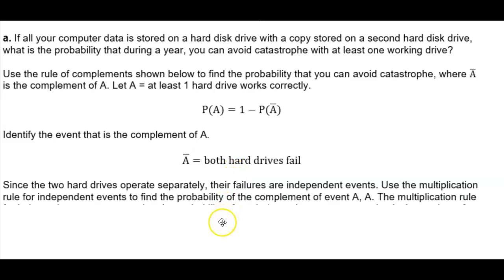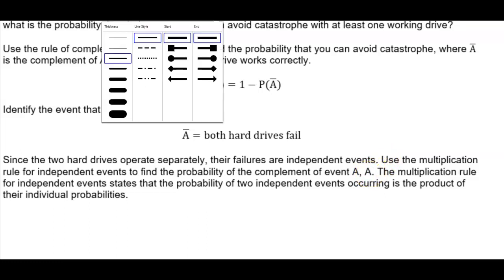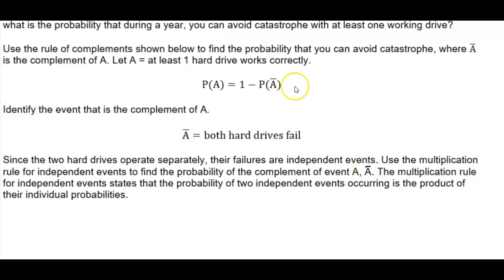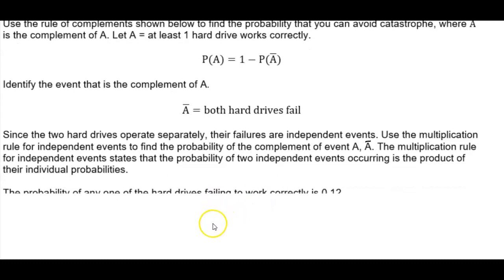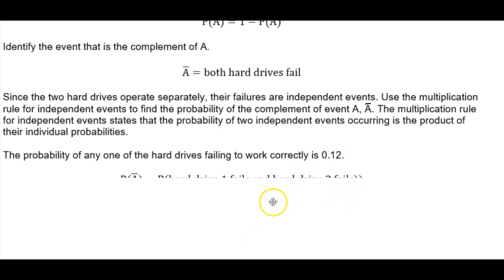Since the two hard drives operate separately, their failures are independent events. So we're going to use the multiplication rule for independent events to find the probability of the complement of event A. Now, the multiplication rule for independent events states that the probability of two independent events occurring is the product of their individual probabilities. Now, we know that the probability of any one of the hard drives failing to work correctly is 0.12, because at the very beginning it's 12%. So as a decimal, it's 0.12.